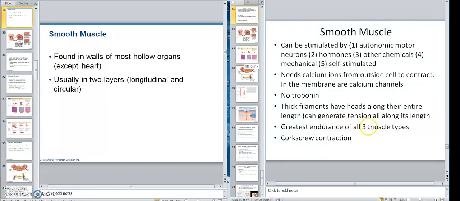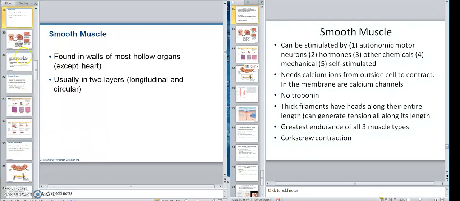The greatest endurance of all three muscle types. Many people think the heart, but the heart beats and rests. Your bladder cannot do that. It has to constantly contract. So it has the greatest endurance of all three muscle types. And it contracts in a twisted pattern, like a corkscrew.